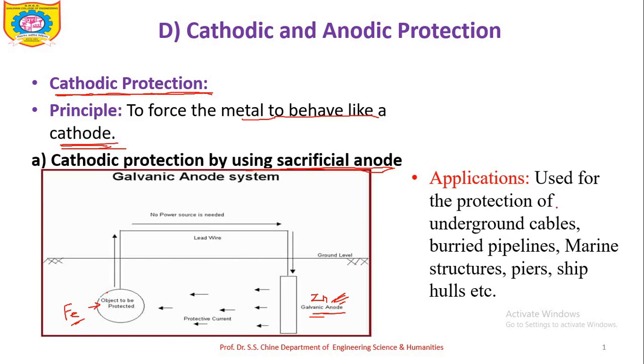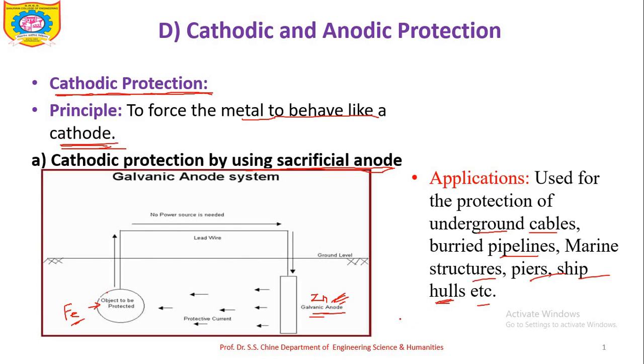Now the applications of cathodic protection. This can be used for the protection of underground cables, pipelines which are underground, marine structures, piers, laid up ships, hulls, etc. Ship hull, that also you may know. The ship is under the water. Of course the complete ship is not under the water, no? Its bottom part, which is known as the hull, is under the water, and this undergoes corrosion.